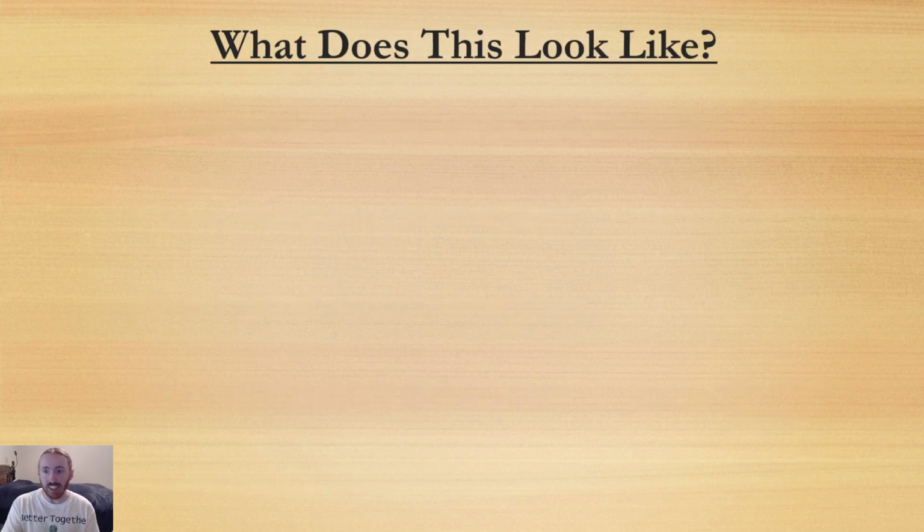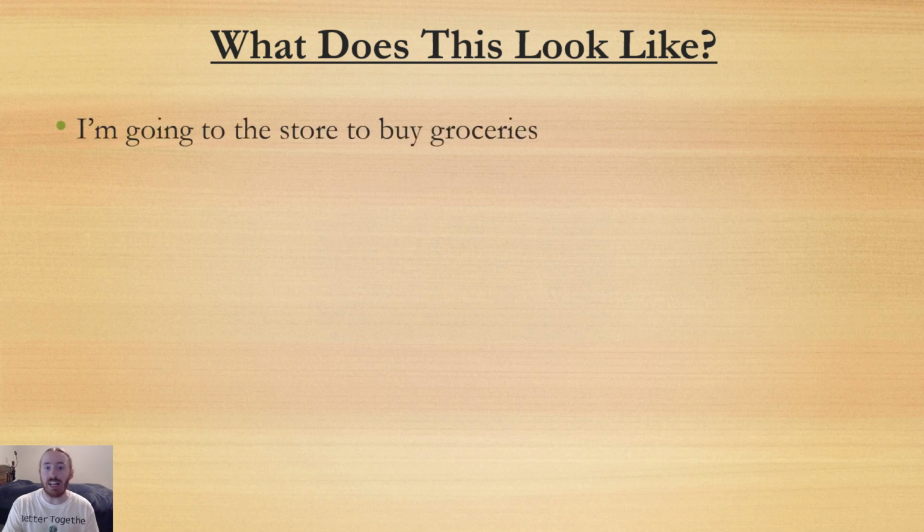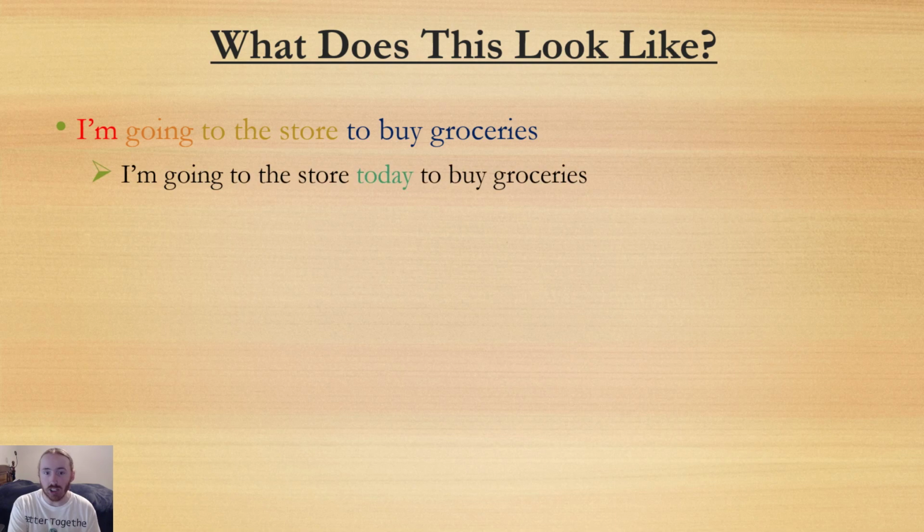But let's see that. What does this look like? I have an example sentence here for you. I'm going to the store to buy groceries. But put in order of the 5 W's by color, like I had on the previous page, it looks like this. We have our who, our what, our where, and our why, but absent from this is the when. And so you can expand this to say, I'm going to the store today to buy groceries. And this is the order we saw on the previous slide.